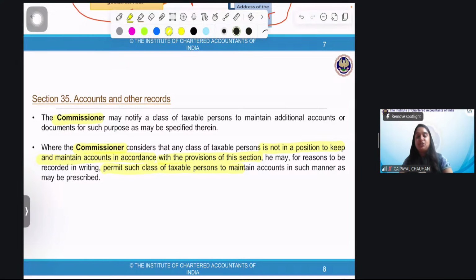Now we'll change the question. My commissioner is asking me to maintain some additional books of account and records. Do I need to comply? Yes, I need to comply. On the contrary, say due to some issues I am not able to maintain all the books of accounts and additional records as prescribed, and this is practically not possible. Can I ask someone to give me a relaxation? P or C? Yes, C. Commissioner can give me relaxation.